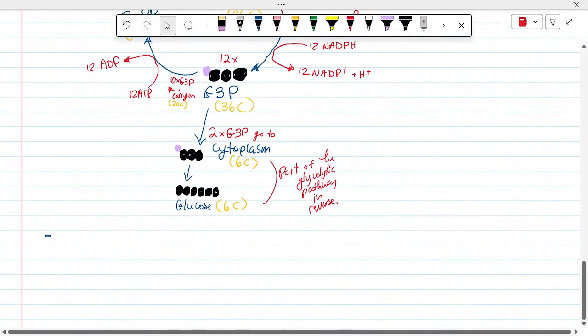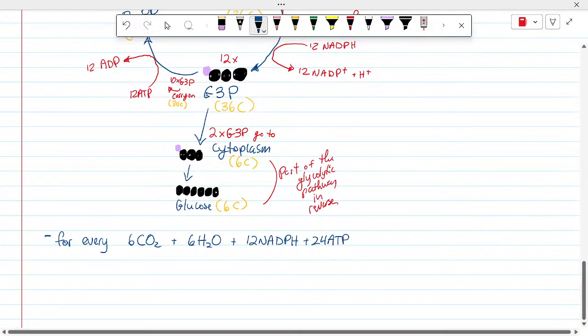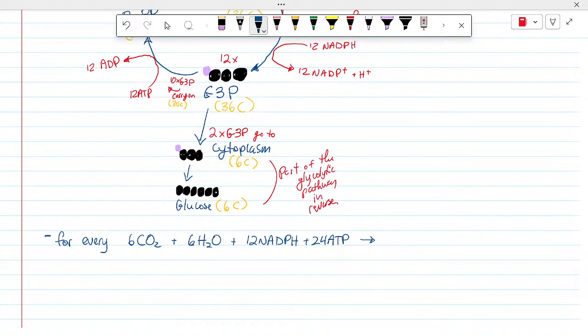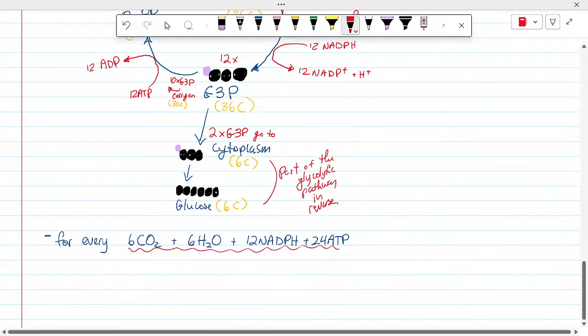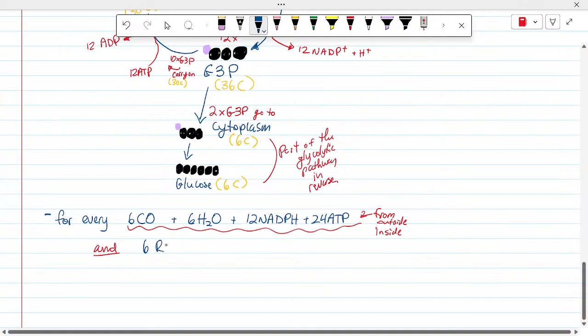What we can see is that for every 6 CO2s and 6 waters and 12 NADPHs and 24 ATPs, we yield a net... Oh, sorry, what else do we need? This is all the stuff from outside the cycle, right? And then what's inside the cycle? We also need how many RUBPs? 6 RUBPs, which is already present.